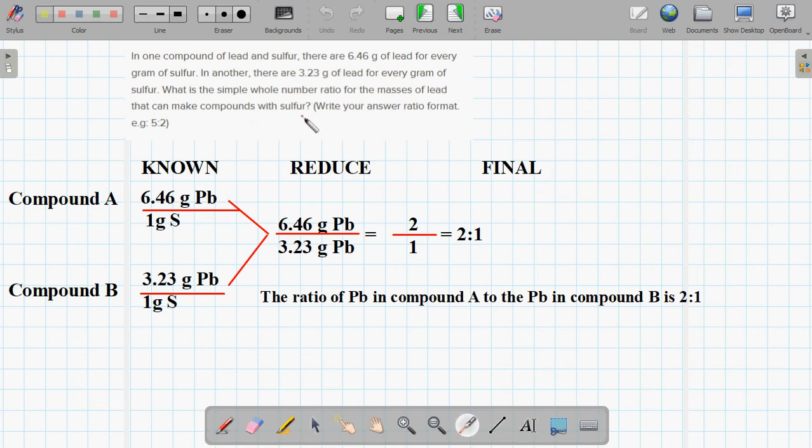What is the simple whole number ratio for the masses of lead that can make the compounds with sulfur? So again, we're comparing lead in one compound to lead in the other compound. So I take this and I take this and I make a ratio, and then I just simplify it, same way we simplified the other ratios. Divide everything by 3.23 because it's the smallest number, and then that gives me 2 over 1, or 2 to 1. So again, the ratio of lead in compound A to the lead in compound B is 2 to 1. And I would encourage you to think about it that way, because that's the question: you're looking at lead in the 2 different compounds.